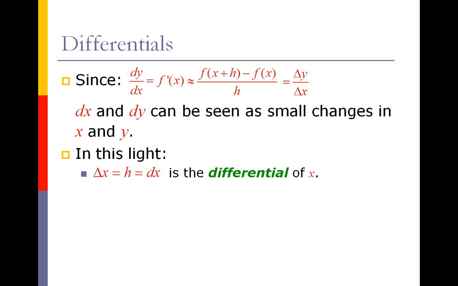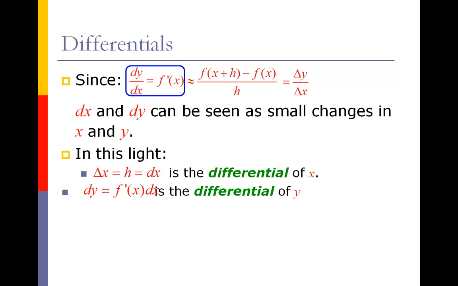For y, the situation is different. For y, what we're going to do is look at the first equality and do something that we've done before in situations like the chain rule. We're going to pretend that the left-hand side is a real fraction. We're going to multiply both sides by dx, and we're going to define dy as being just f prime of x times dx, and we're going to call that the differential of y.